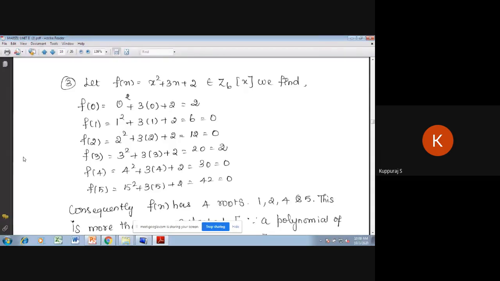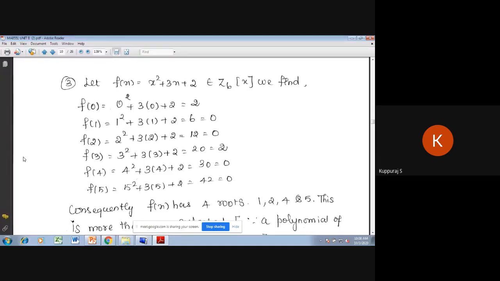Okay, so 6, here the mod value is 6. So 6 will be divided by the mod value 6, you get the remainder 0. So f of 1 is equal to 0. Then f of 2. So f of 2 is equal to 12: 2 square plus 3 into 2 plus 2, that equals 12. So 12 is more than the mod value. Okay, then 12 is divided by the mod value, you get the remainder 0. Therefore, f of 2 is equal to 0.